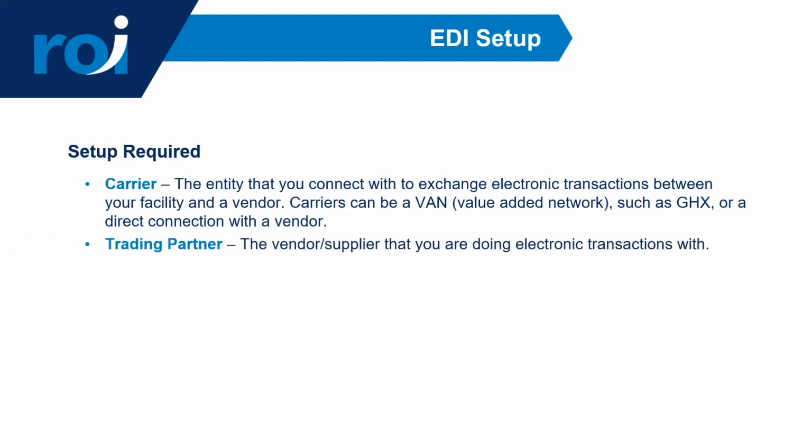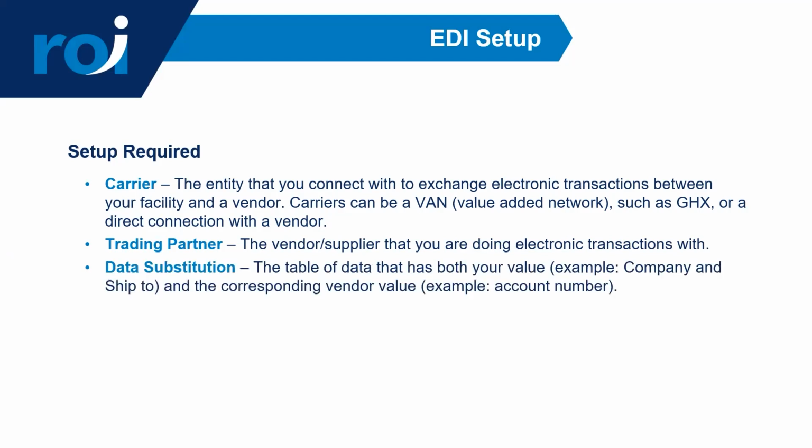Next, you have to have your trading partner. This is setting up the vendor within your system that you want to do electronic transactions with. Data substitution tables. This is going to translate your information on what you know information to be in your system to what the vendor knows that information to be.